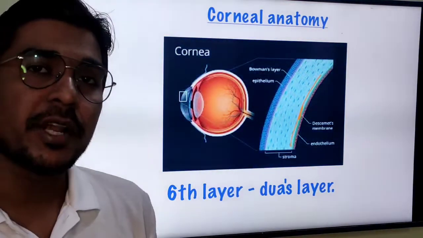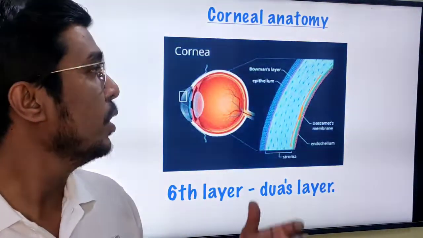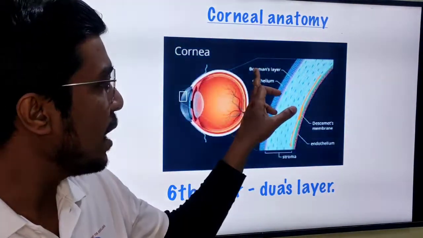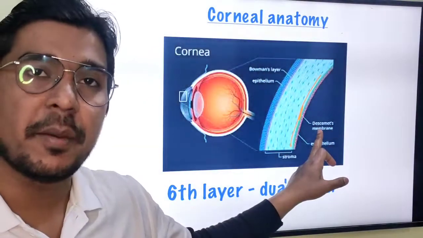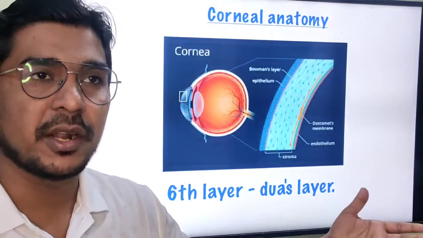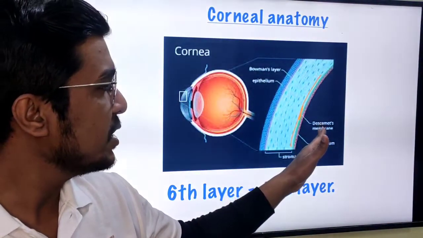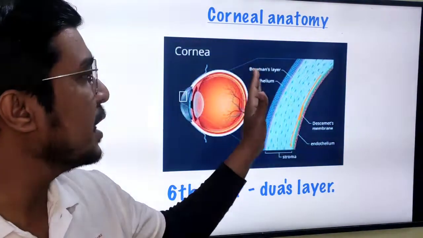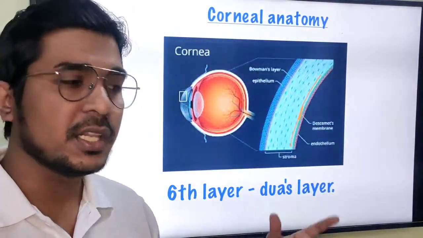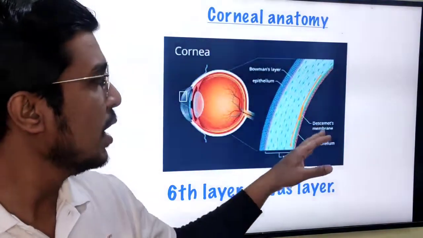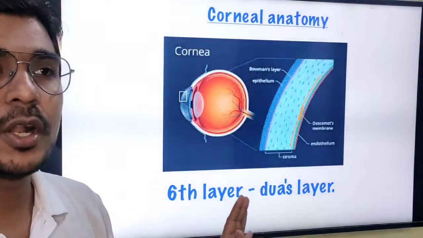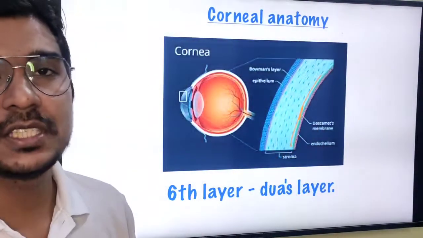The second point that is important from the MCQ point of view is that many aspirants forget the position of Bowman's membrane and Descemet's membrane. So remember that B is the first initial letter, it comes first before D. That's why B, Bowman's layer, is up. D comes after in the alphabet, so it comes down, and Descemet's is also down. So it's very important to clear up this confusion.